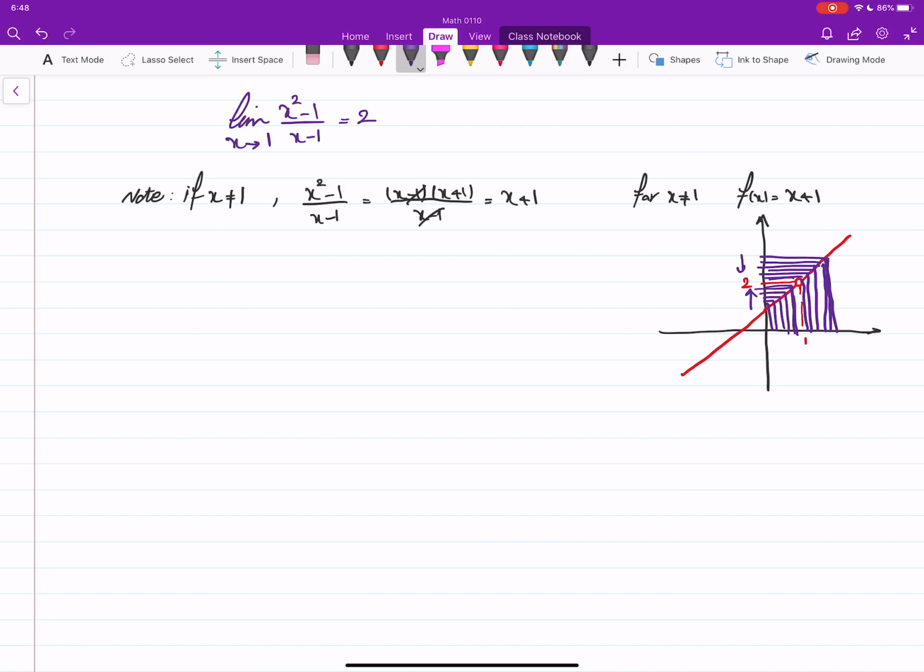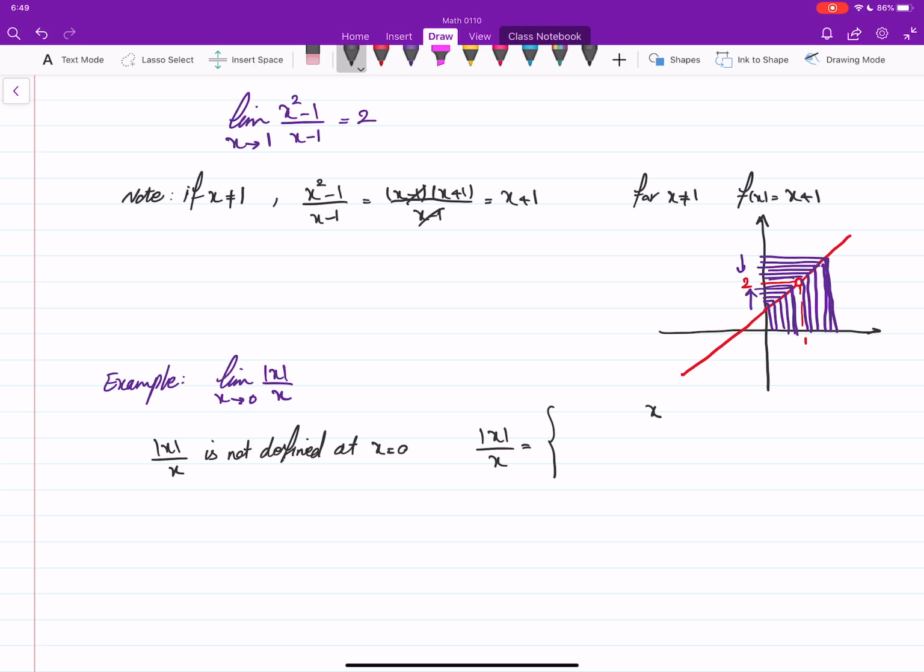Well, let us do another example. This is an interesting example. Find the limit of the absolute value of x over x as x approaches 0. Again, the function absolute value of x over x is not defined at x equal to 0, but if you write absolute value of x over x, remember absolute value of x is a function which is defined piecewise. So if x is bigger than 0, I cannot put 0 here because the function is not defined. Absolute value of x will be just x itself, so you can cancel, you get 1.